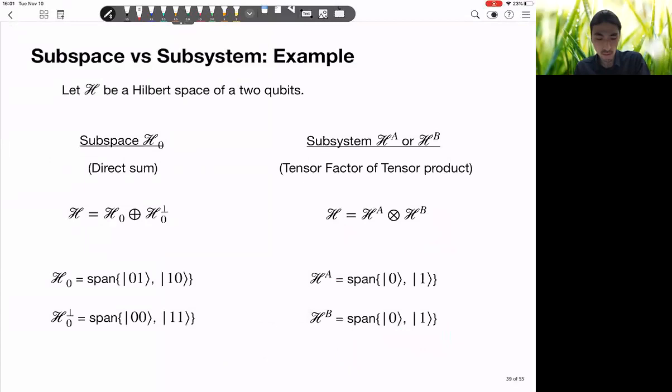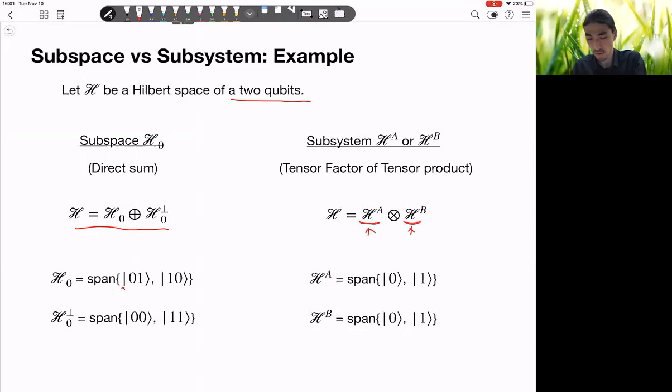For an example of subspace and subsystem, we can look at a two-qubit system. If you have a two-qubit system, H can be decomposed into subspaces. For example, H_0 can be spanned by |01> and |10>, and H_1 can be spanned by |00> and |11>. For the subsystem, if you want to look at the subsystems of these two qubits, you can consider H_A and H_B, which is simply a single-qubit Hilbert space for each. This is the first qubit, and this is the second qubit.